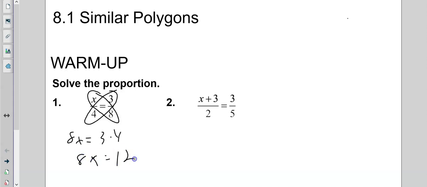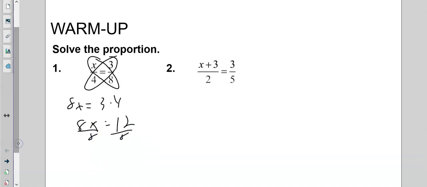8x equals 12. We divide by 8. And we get x equals 12 over 8, which then reduces to 3 over 2. You divide top and bottom by 4. That's our final answer.